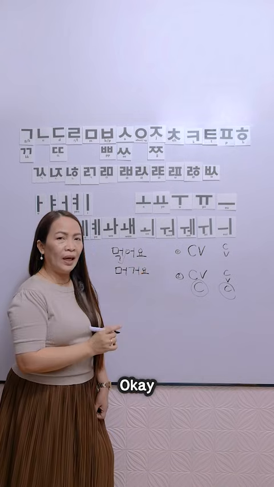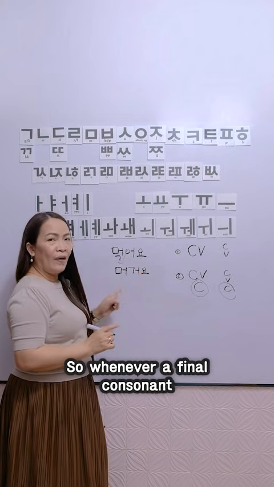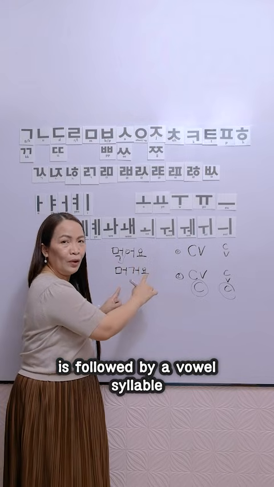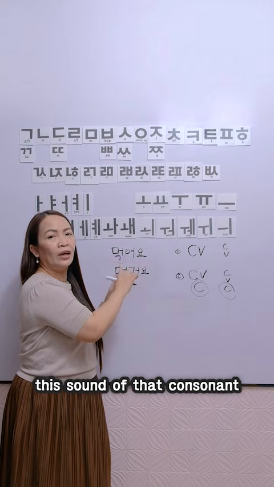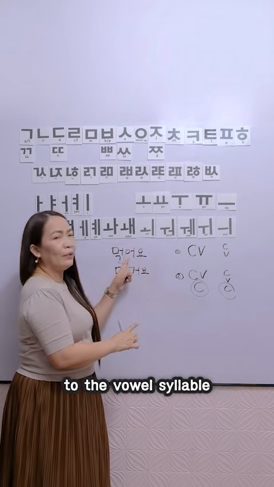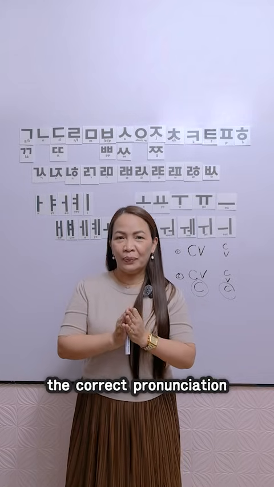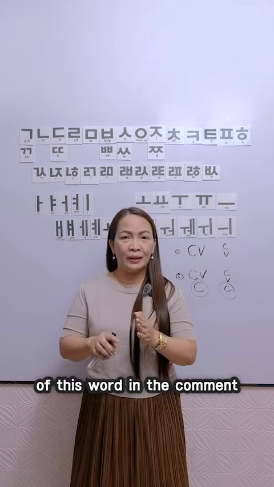머거요. Okay? So, whenever a final consonant is followed by a vowel syllable, you move the sound of that consonant to the vowel syllable. Now, for your practice, try writing the correct pronunciation of this word in the comment.